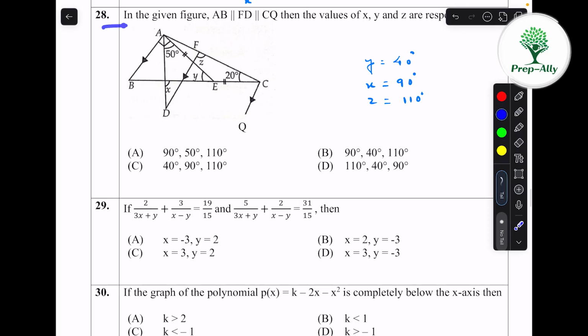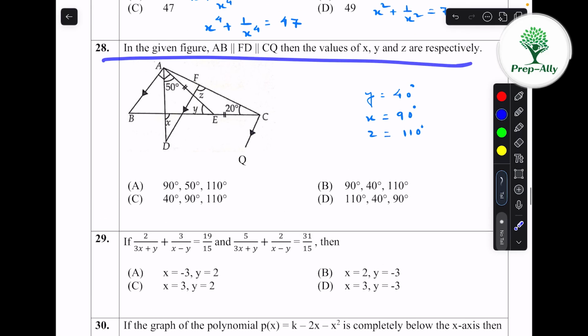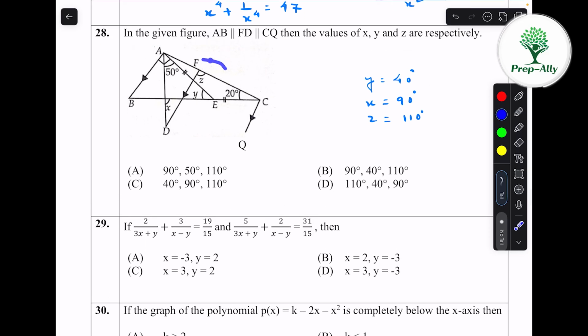See how to solve this question. Here the question is, in this figure, AB is parallel to FT is parallel to CQ. Then find the value of x, y and z. So see here, this equals this, it is given here. That means if this is 20, this is also 20.